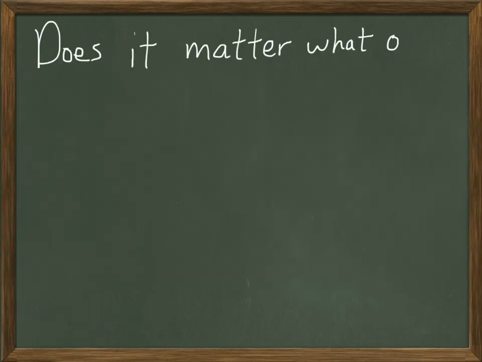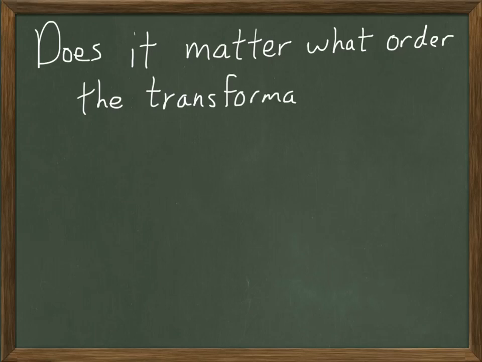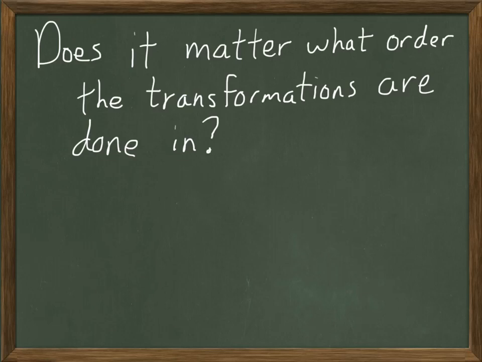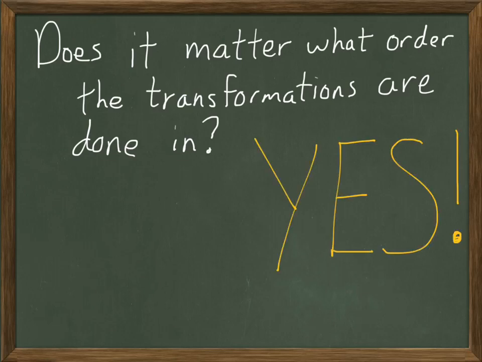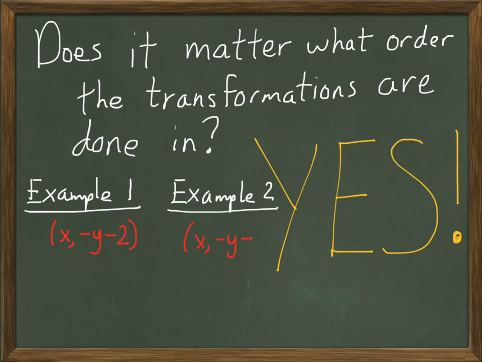So my question then is, does it matter what order I do the transformations in? Just by looking at the previous examples, I hope you see that the answer is a big yes. In example 1, our mapping was (x, negative y minus 2). In example 2, the mapping was (x, negative y plus 2). So changing the order made a big difference in the mapping. Let's look at a couple more examples to see how this works.